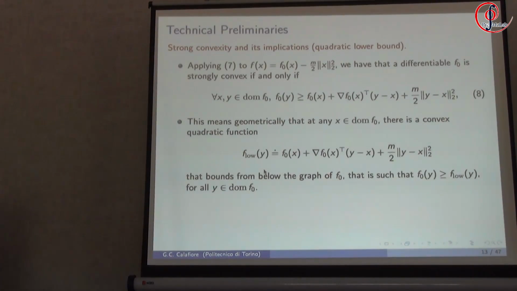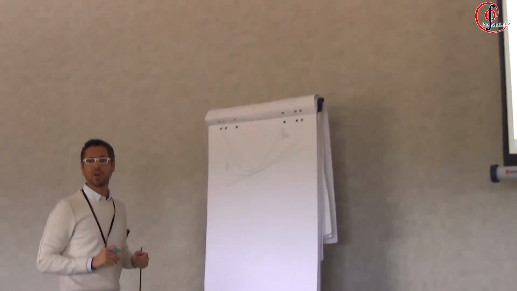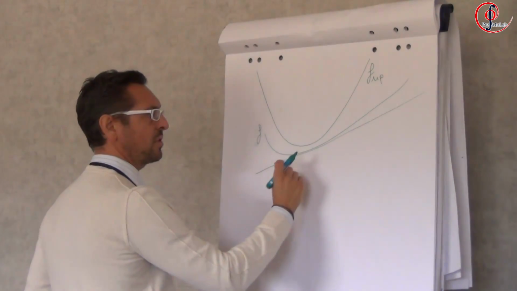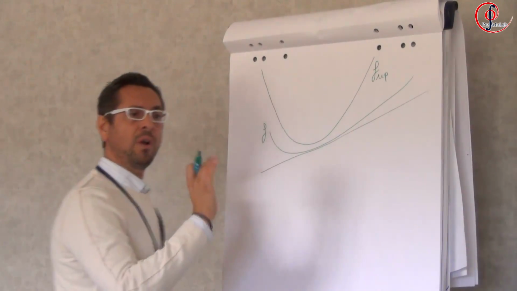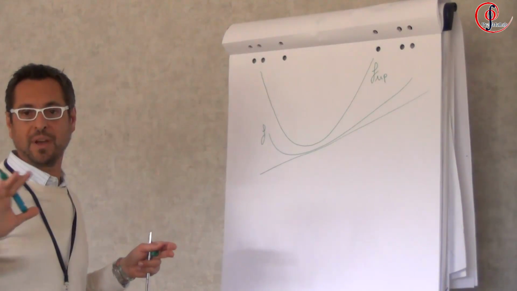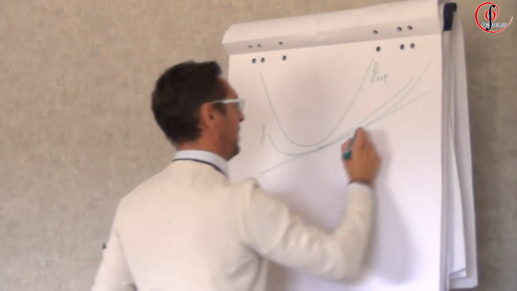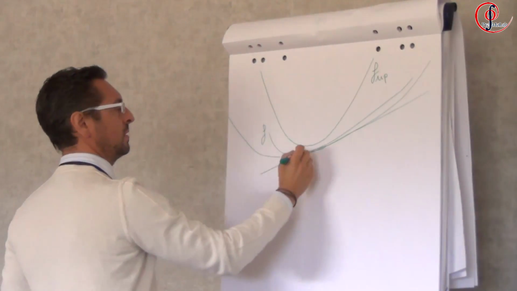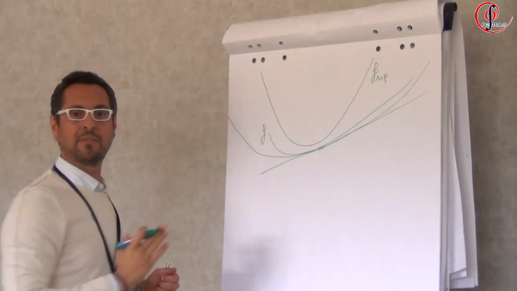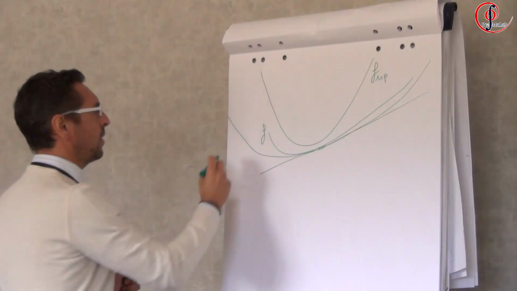So if we look back at this picture here, we have a function f which is strongly convex. What we can say is that if the function is strongly convex, at any point, not only can it be lower bounded by a linear function, like any convex function, but actually it can be lower bounded by some quadratic function at any point of the domain. So at any point we can find a quadratic function that lowers the actual function. And I call this f low.